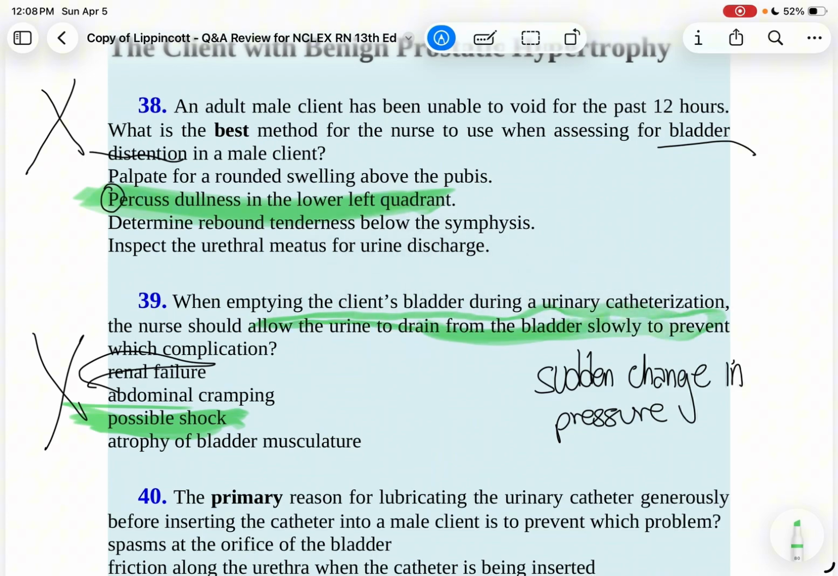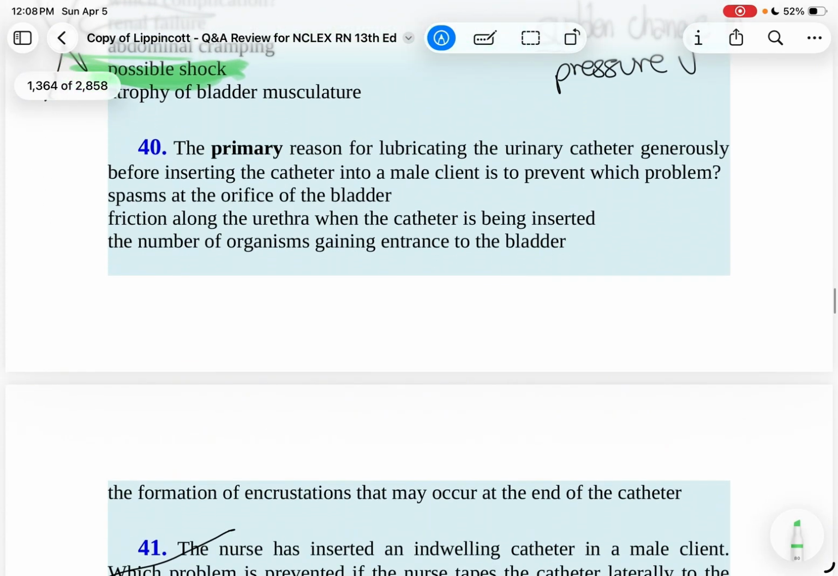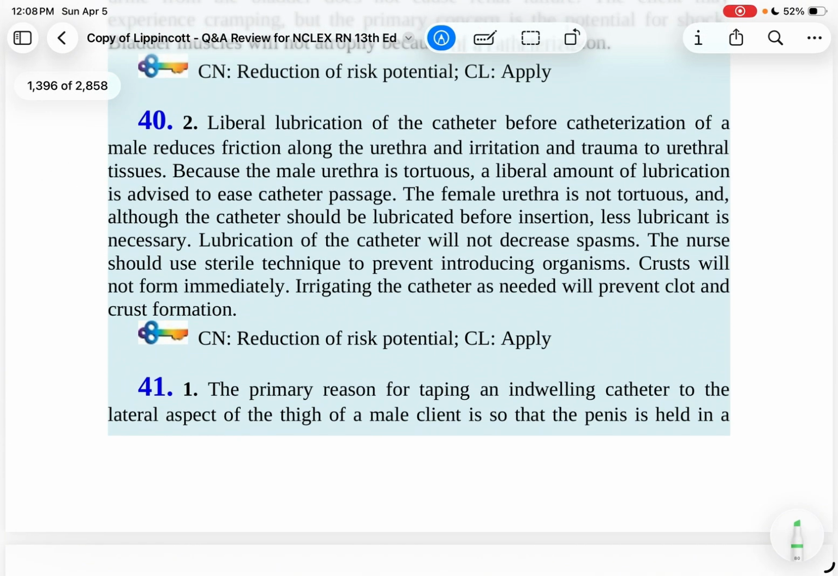to prevent possible shock. The primary reason for lubricating the urinary catheter generously before inserting it into a male client is to prevent which problem? Number of organisms, the formation of obstructive spasms, or friction along the urethra. I feel like it's friction. Liberal lubrication of the catheter may reduce friction along the urethra and traumatic tissue injury.